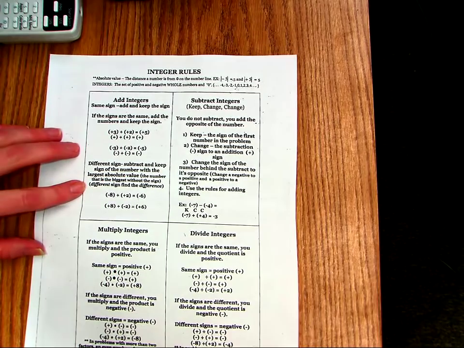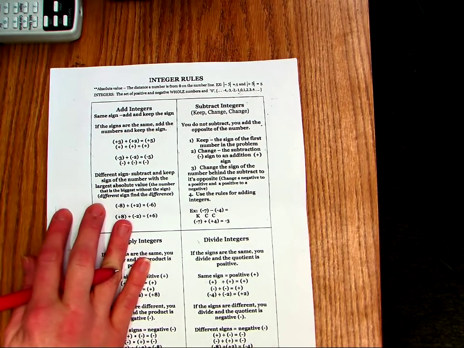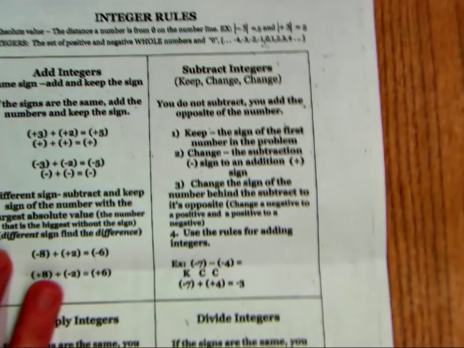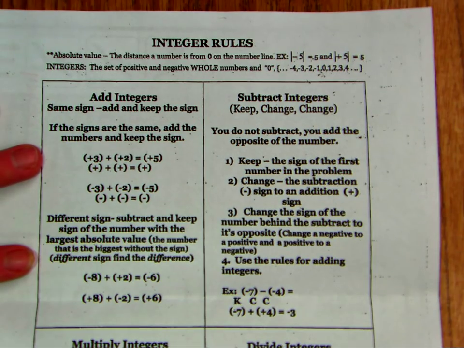So the first thing we need to look at is there is a sheet that talks about the different rules for integers. So we're going to review those first, and then when we're done reviewing these, we're going to go and complete our fill-in-the-blanks integer note sheet.